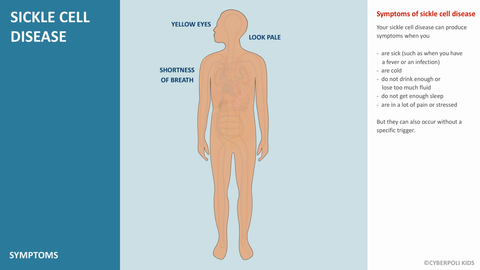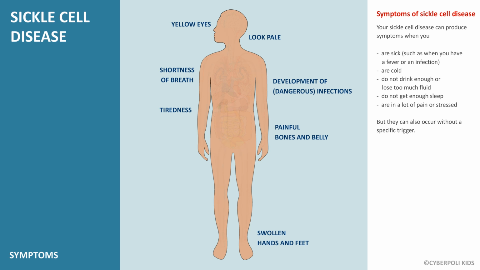Your sickle cell disease can produce symptoms when you are sick, such as when you have a fever or an infection, are cold, do not drink enough or lose too much fluid, do not get enough sleep, are in a lot of pain or stressed. But they can also occur without a specific trigger.